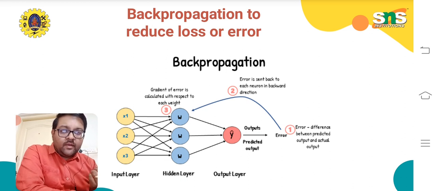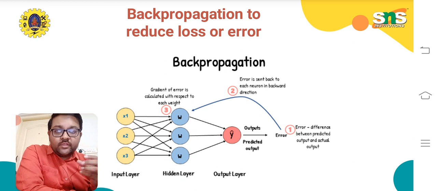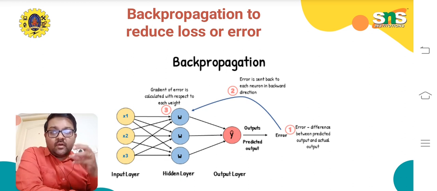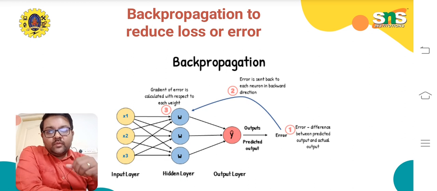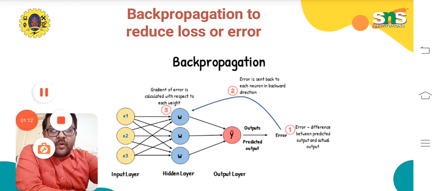So we find the error and we give that error to the hidden layer weights. The gradient of error is calculated with respect to each weight. The gradient, which means the rate of change of the error, is calculated with respect to each weight, and that is given back to the hidden layer, and based on that the weights are readjusted so that the error in the output is minimal. So that is what is actually done in backpropagation.